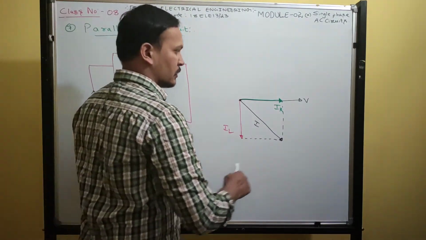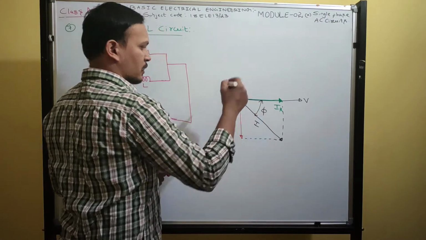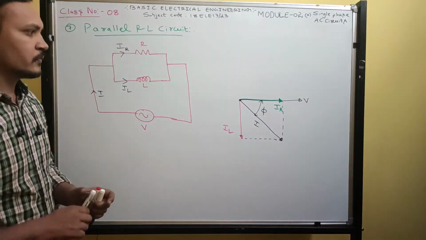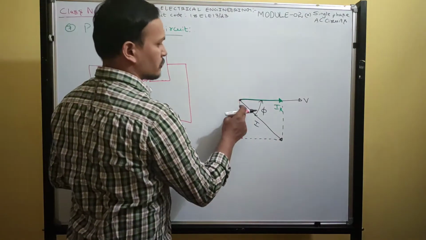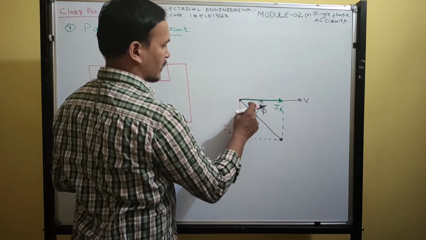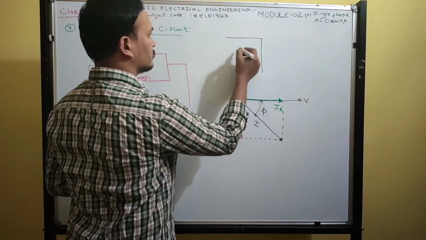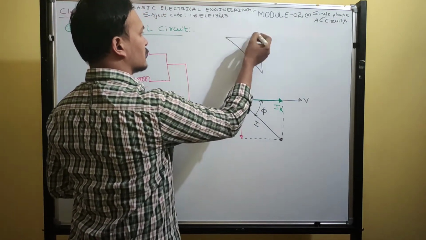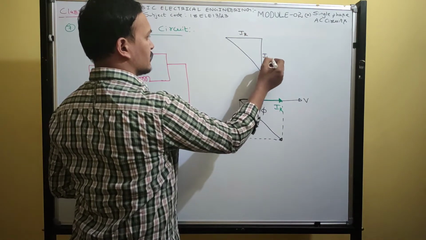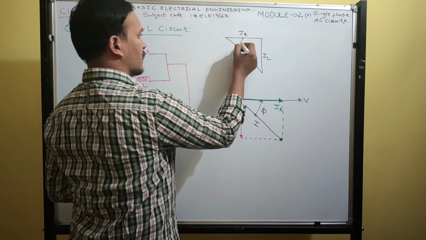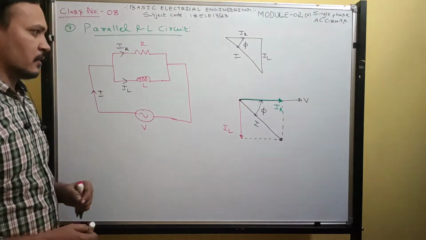The angle between voltage and current is called the power factor angle or phase angle. For a parallel RL circuit, the current triangle consists of IR, IL and I: the current in the resistor, the current in the inductor, and the supply current. The angle between them is phi. That is about the current triangle.